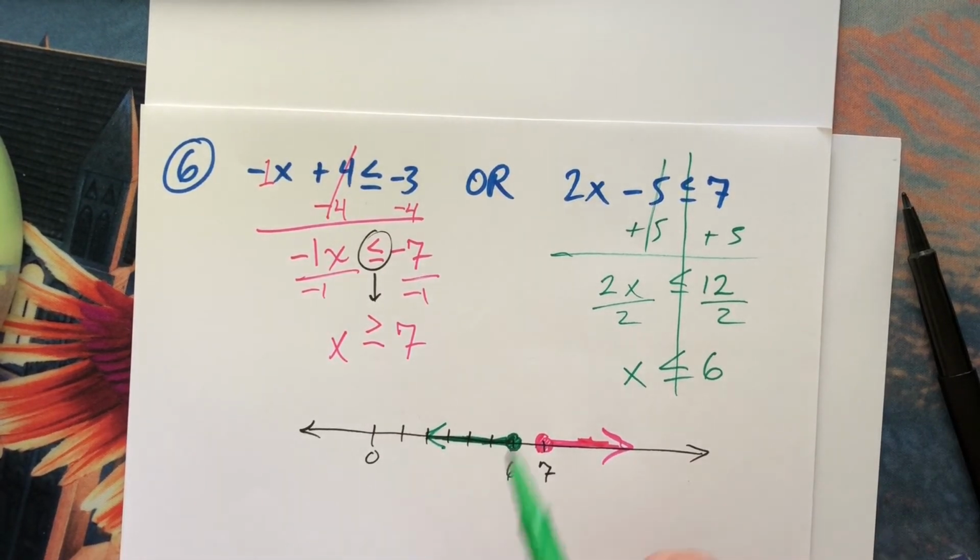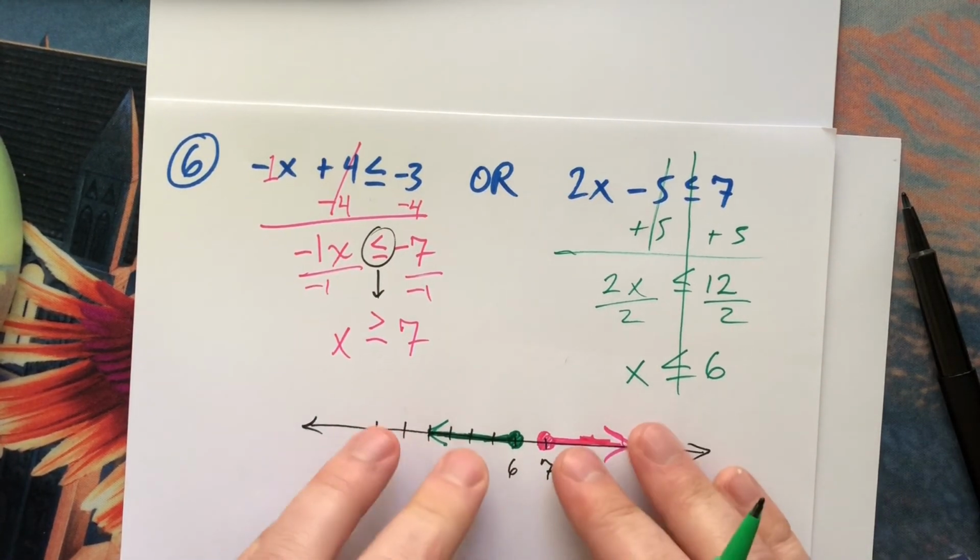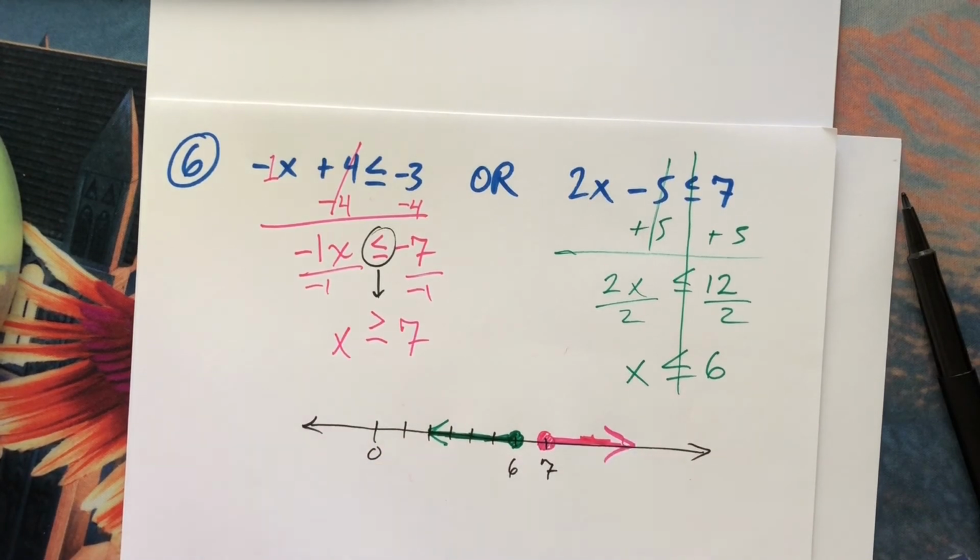So it says "or." That means this is our answer. Or means it can be one, the other, or both. So these are never overlapping, but there's those there, there's those there. That's cool. We're good.